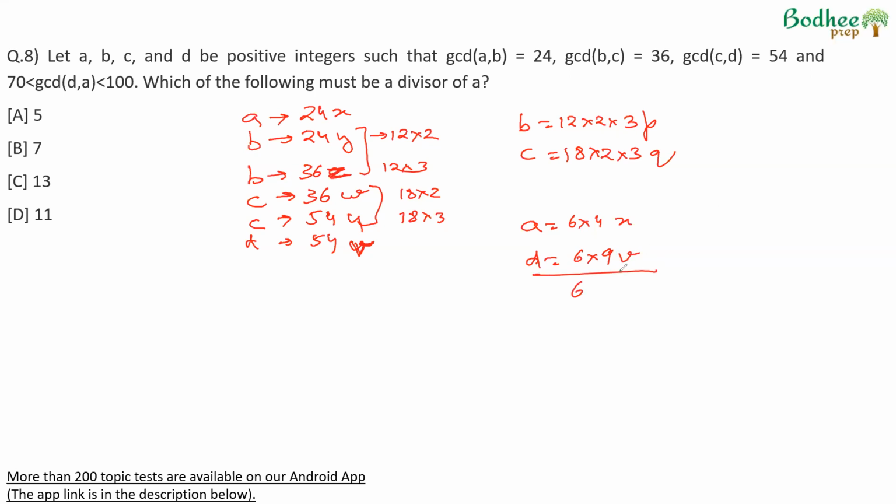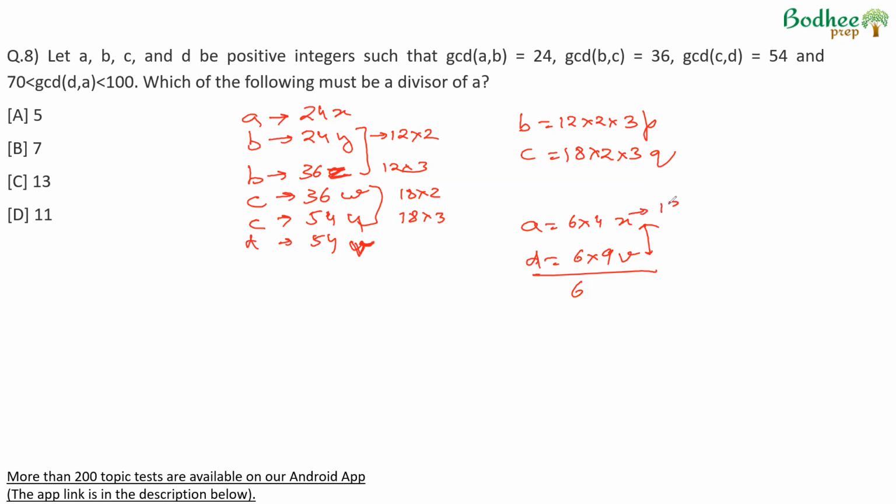6 obviously will be common. Now something has to be common between X and V, and it should be such that it is not amongst 2, 3 and so on. Now if we put the common factor to be 5 between X and V, the GCD will not lie between 70 and 100. If we take it to be 7, again it will not lie between 70 and 100. If we take it to be 11, it will not lie between 70 and 100.